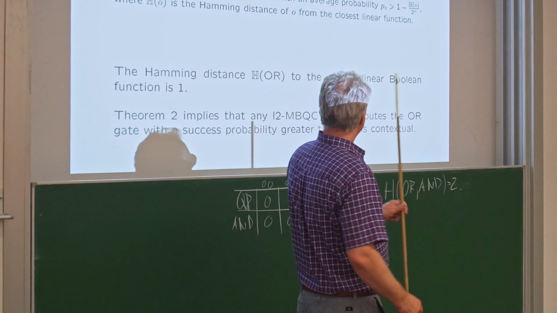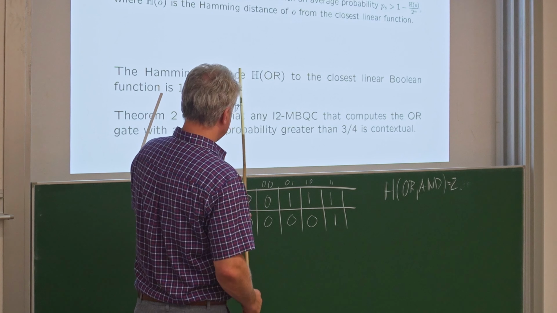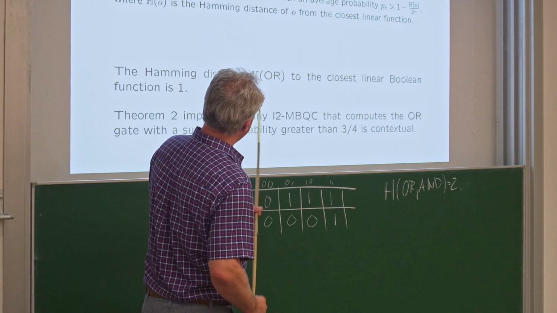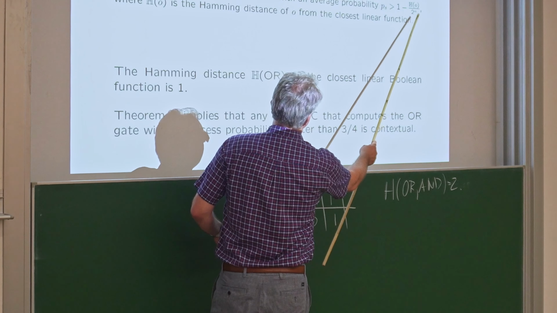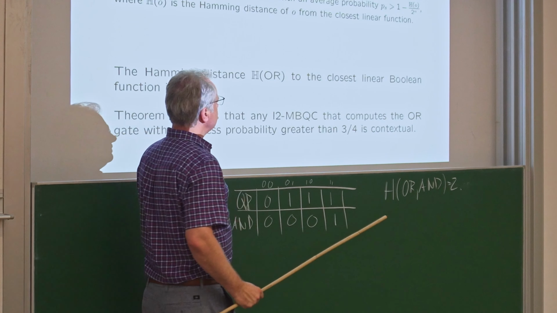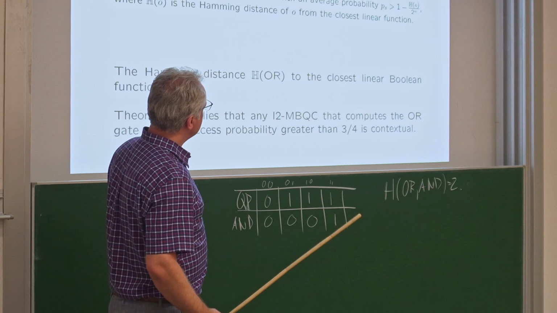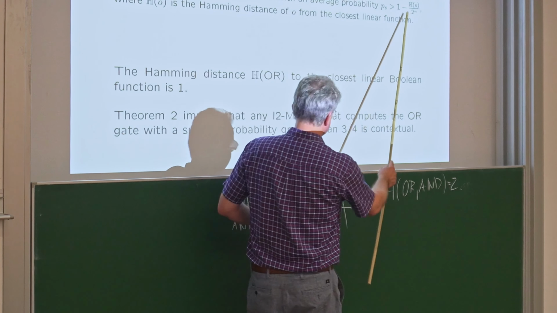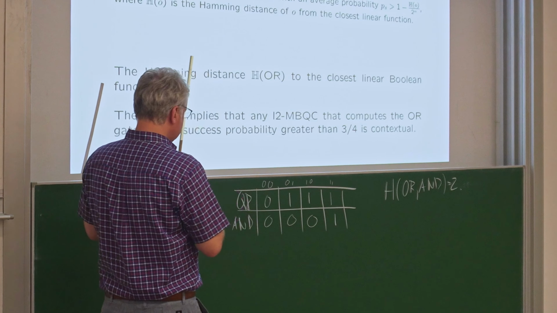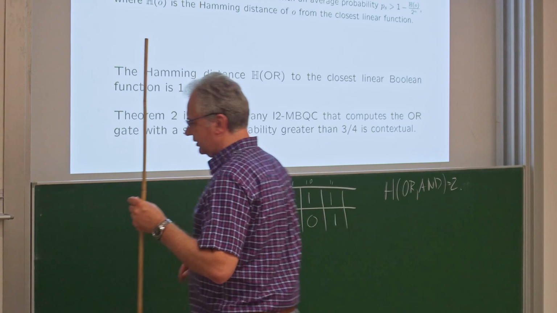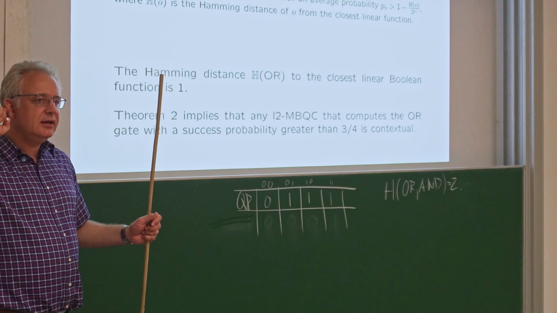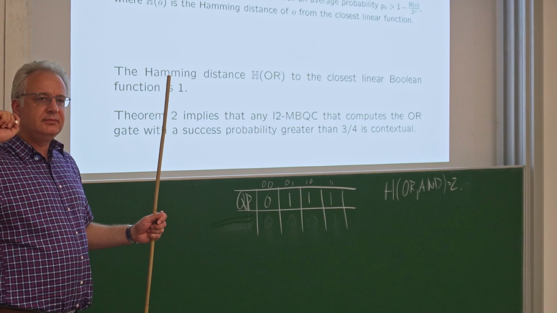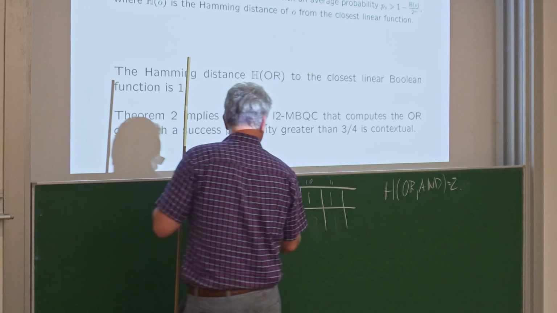Theorem 2. So now this gives us a probability threshold for the success probability of function evaluation, beyond which we are contextual. So let's compute what this thing is. Okay, so closest linear function to the OR. What comes to mind? Identity? Like what? So the identity, all ones. Yeah, I think that does it.